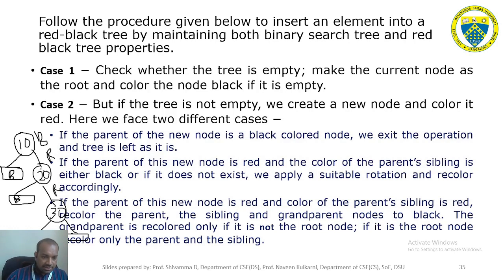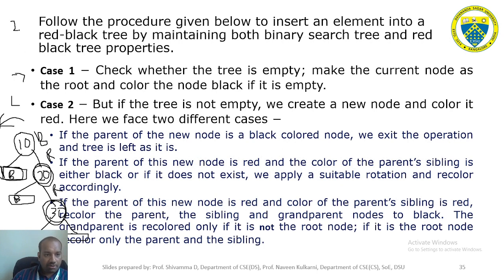You see this, who is the parent of 30? The parent of 30 is 20, and this 20 is red. What is the uncle's color? You check the uncle color. The uncle is null, and null is always black, so here it is black. So here it is black and red, these are dissimilar colors. In this situation you need to do a rotation. Which kind of rotation? Once again, it is a left rotation you need to do. If you do the left rotation, how will it behave?